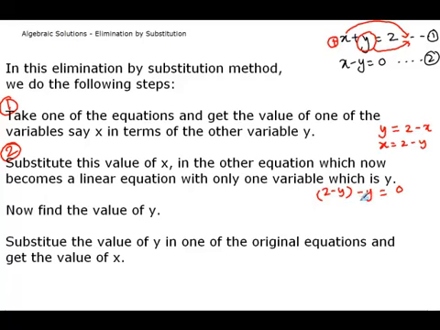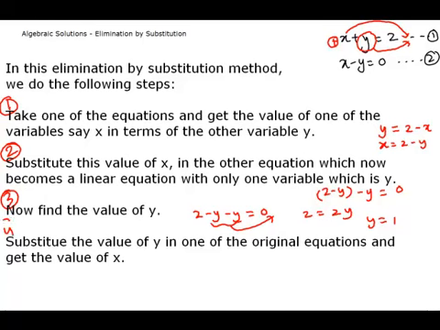And then it says find the value. The third step says find the value of y. So what we do is we open this and we get 2 minus y is equal to 0. This implies 2 is equal to 2y, since minus 2y on the left becomes plus 2y when taken to the right. This gives you y is equal to 1.